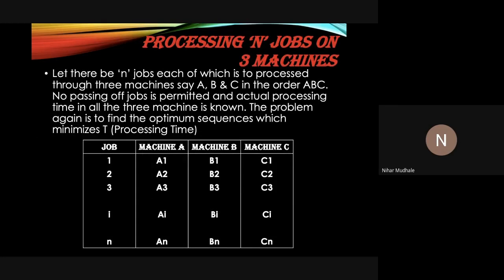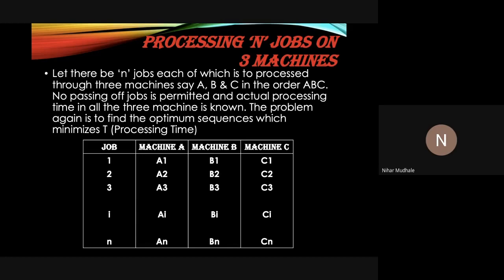Processing. Now we'll discuss processing n jobs on three machines as the subject. Let there be n jobs, each of which is processed through three machines, say A, B, and C. We'll take A, B, and C in order. No passing of jobs is permitted, and the actual processing time on all three machines is known. The problem again is to find the optimum sequence which minimizes the total elapsed time.